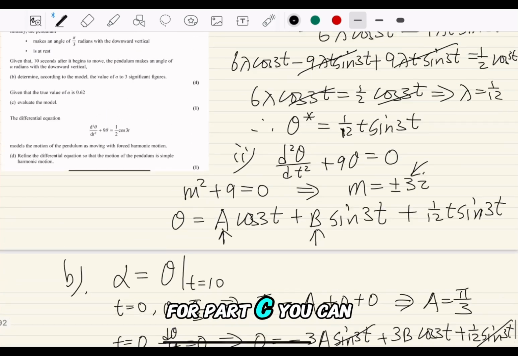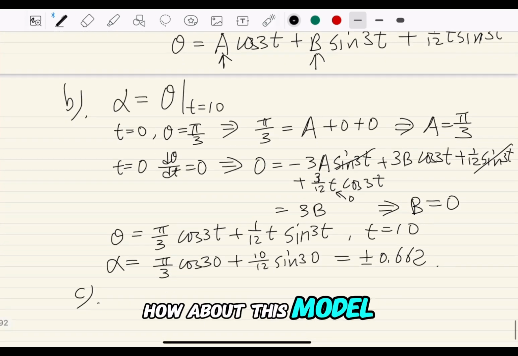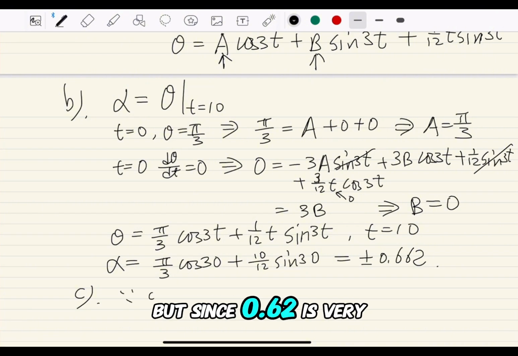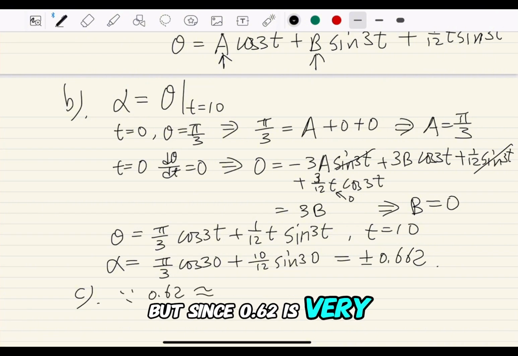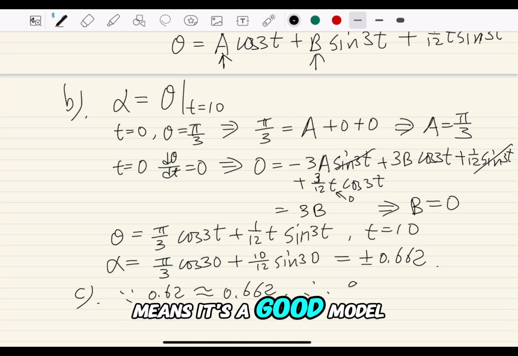For part C, you can see that the true value is 0.62. How about this model? Since 0.62 is very close to 0.662, that means it's a good model.